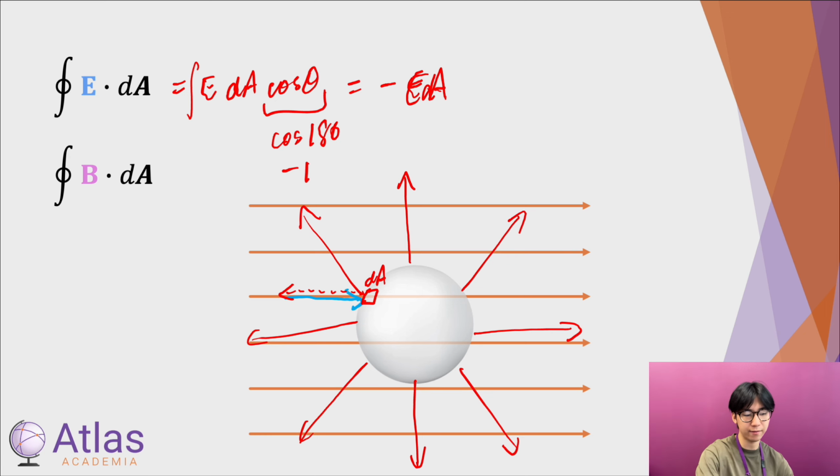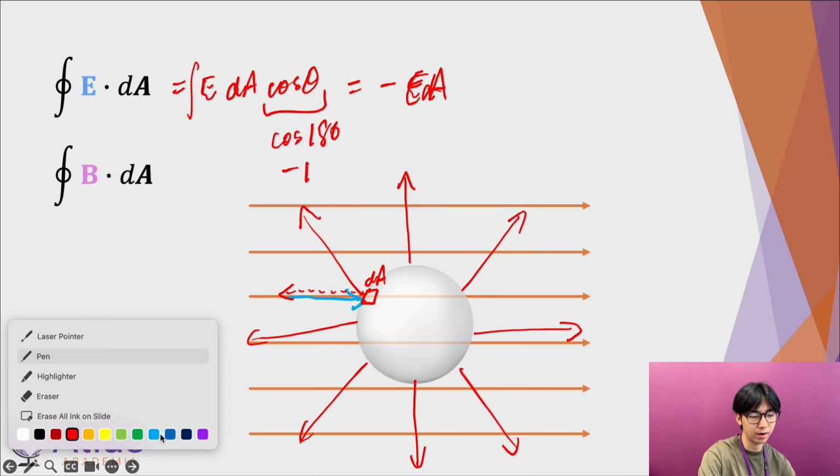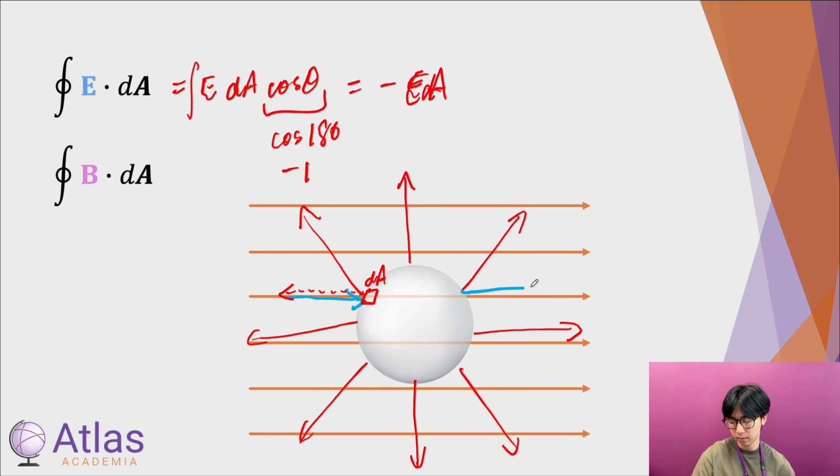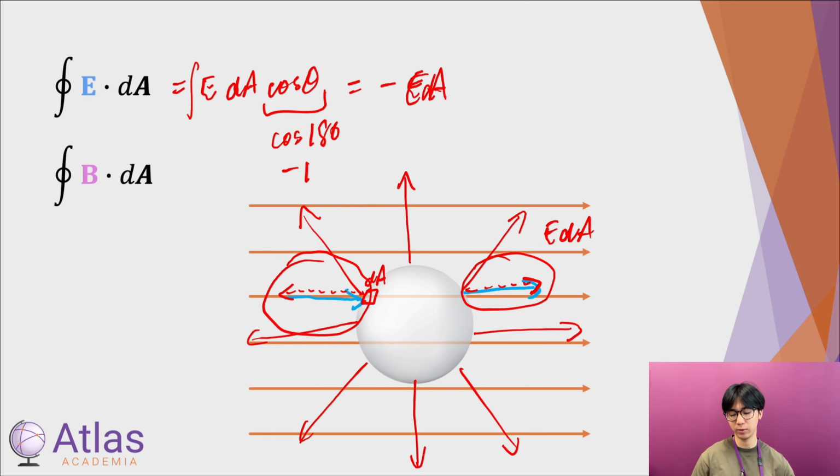And let's trace that field line leaving the sphere. So this one. Well, then in that case, we have a component of the field that is in the same direction, right? And so now our theta is going to be 0. And so really we need to solve cos 0, which is 1. And so leaving the sphere, we get an electric flux of E dA. And so here it contributes positively, and entering the sphere, it contributes negatively. And so the net flux contributed by that electric field line is 0.